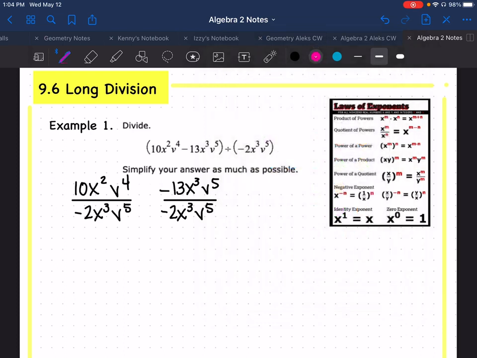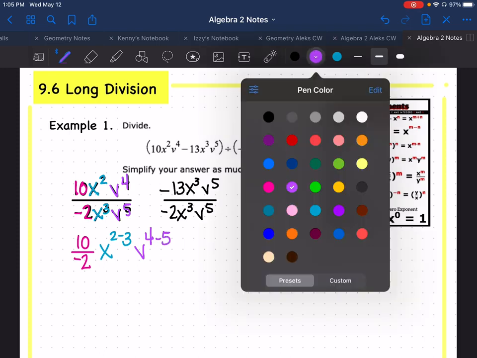Okay, so the first thing I'm going to do is pair up my two coefficients. And so what I'm thinking is, what is 10 divided by negative 2? After that, I'm going to pair up my x's, and I'm going to follow the rule over here. The rule says that when I have the same base in the numerator and denominator, I can subtract the exponents, numerator minus denominator. And I can do that for the v's as well. Numerator minus denominator.